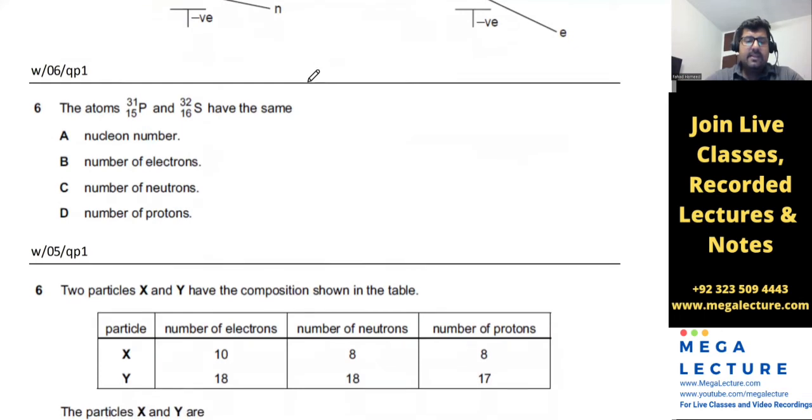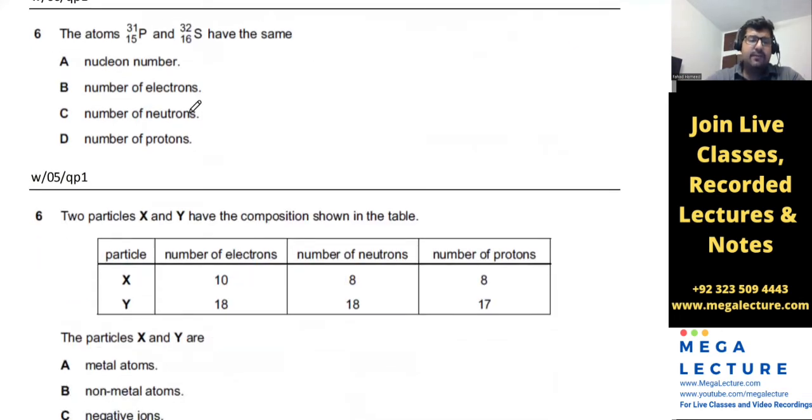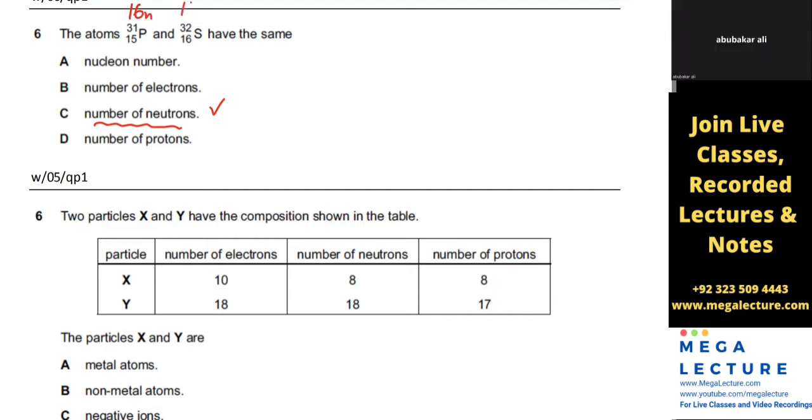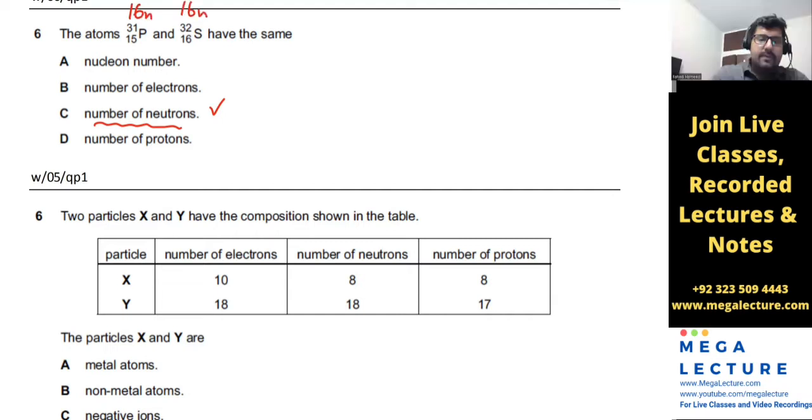This one is easy, the number of neutrons. It's similar to the previous one. What is the number of neutrons? 31 minus 15, that's 16. And this one is also 16. Let's do this one.